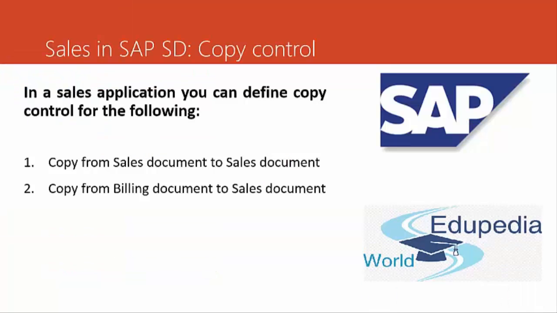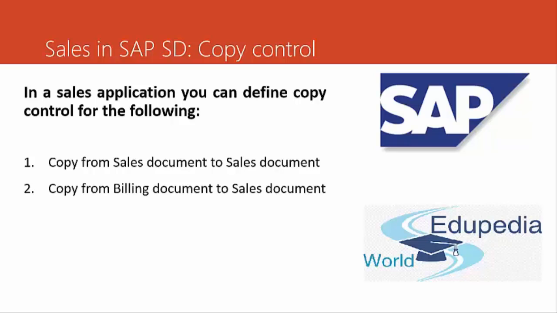In a sales application, you can define copy control for the following: copy from sales document to sales document, and copy from billing document to sales document. You need to define a copy control from a sales document to another sales document when you want to copy one sales document data into another sales document, such as when performing a copy from inquiry to a quotation or from a quotation to an order.